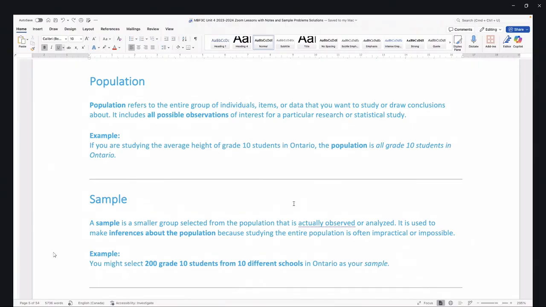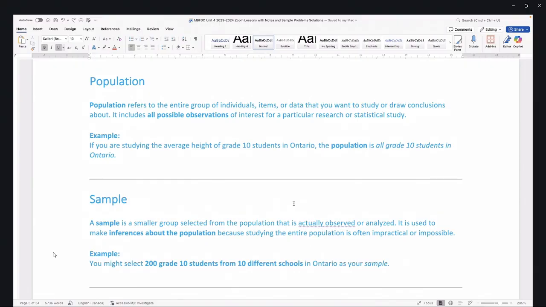One of them is a population. Now, whenever someone hears the word population, they automatically think people. And that could be something that statisticians are studying, but it doesn't have to be people. It could be animals. I might be interested in how many moose there are in northwestern Ontario. It could be fish, a specific type of fish, walleye, pike. It could be trees. What type of trees are in this section of Ontario? It could be insects.